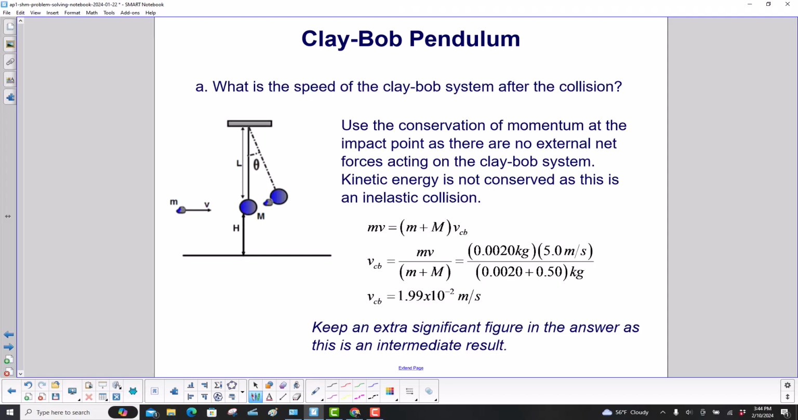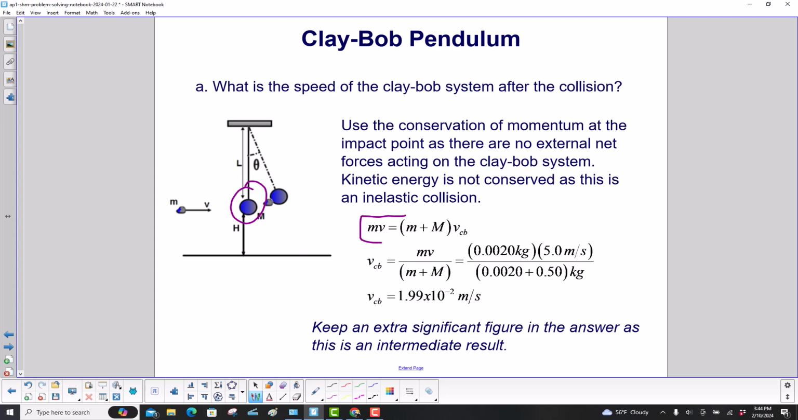Part A. What is the speed of the clay-bob system after the collision? Use the conservation of momentum at the impact point, as there are no external net forces acting on the clay-bob system. Kinetic energy is not conserved, as this is an inelastic collision.